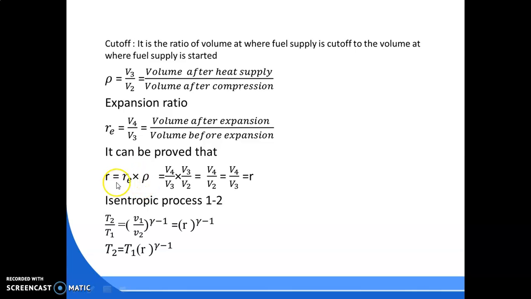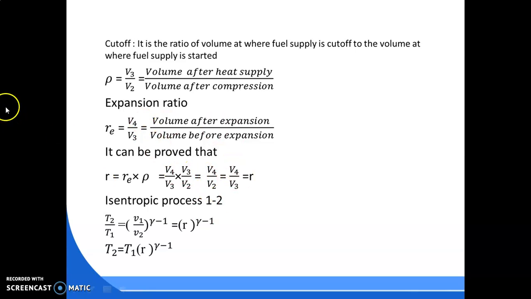There will be a 2 marks question from this relation, R is equal to RE into rho. So you have to remember: compression ratio is equal to expansion ratio into cutoff ratio. What is your expansion ratio? V4 by V3. What is your cutoff ratio? V3 by V2. So V3 will be cancelled. What is left? V4 by V2. So V4 is equal to V1. Why? Because 4 to 1 is which process? 4 to 1 is a constant volume process.